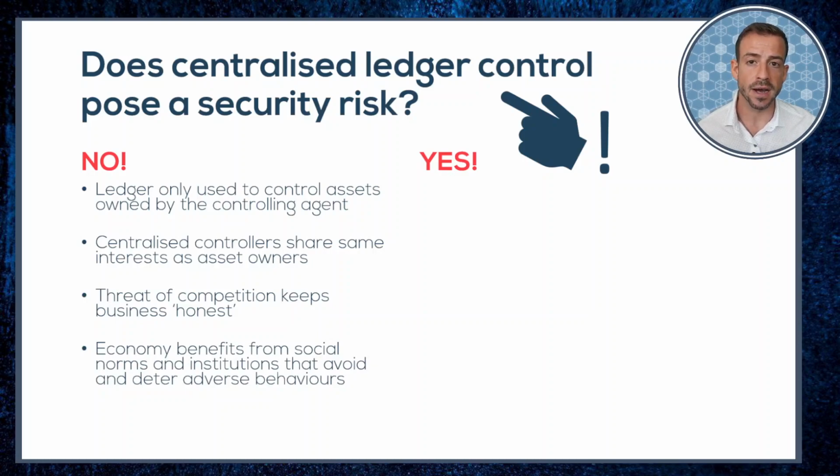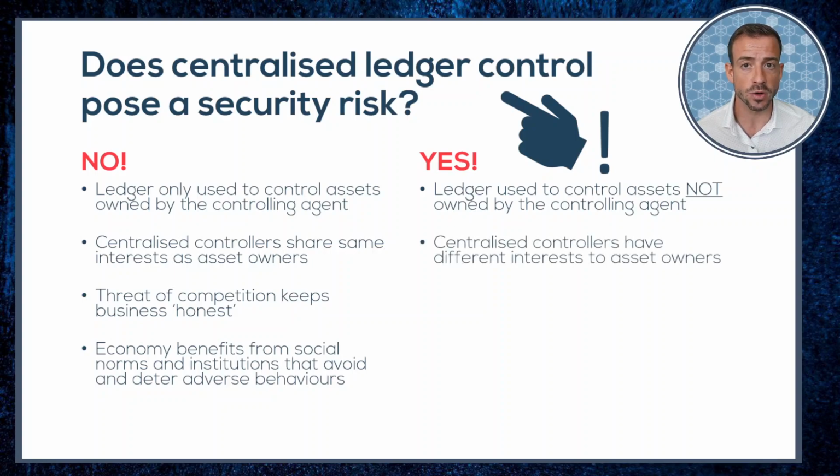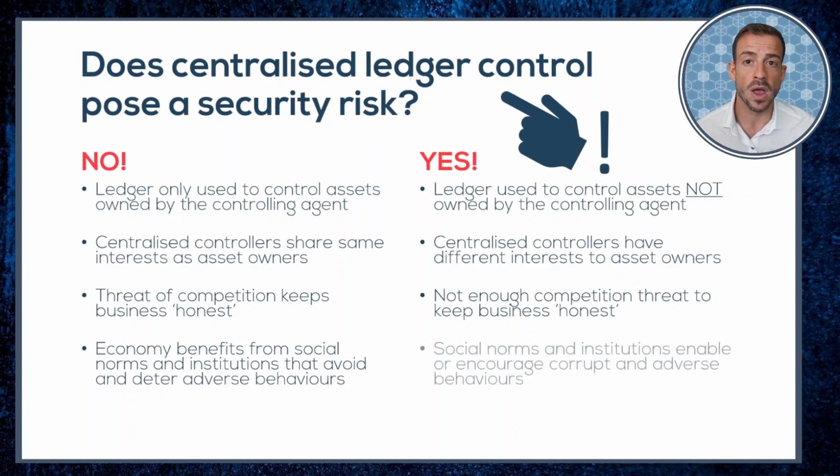Turning to the other side now, centralized control does pose a security risk when the opposite facts are true. When the ledger is used to control assets that are not owned by the controlling agent, when the centralized controllers have different interests to their users, when there is not enough market competition to create a threat that keeps businesses honest, or when social norms and institutions enable or encourage corrupt and adverse behaviors.